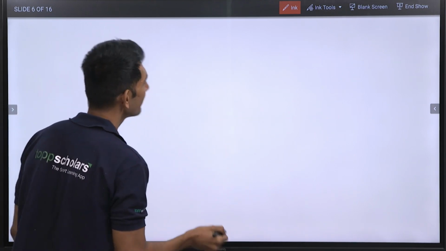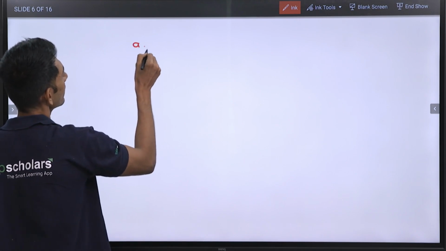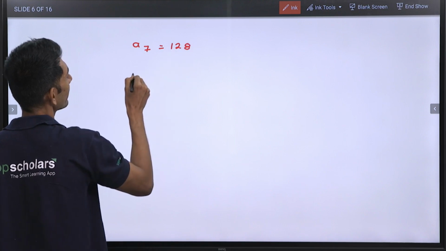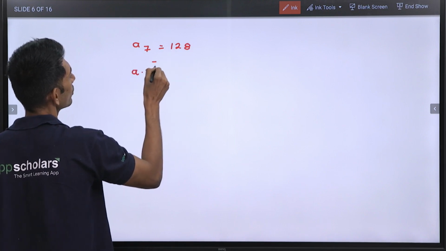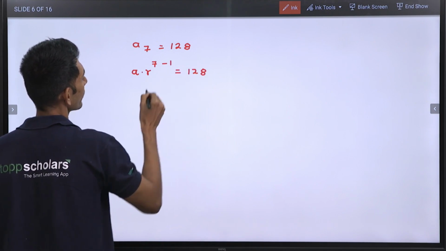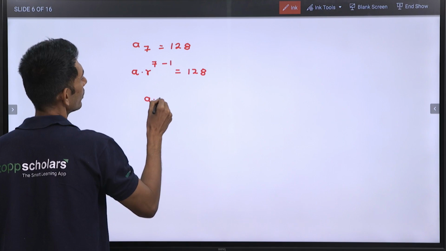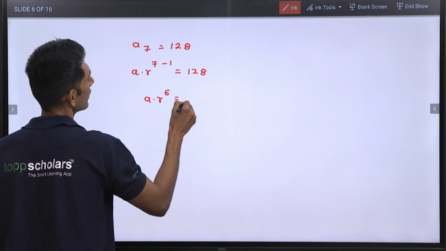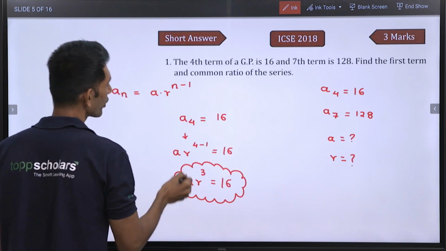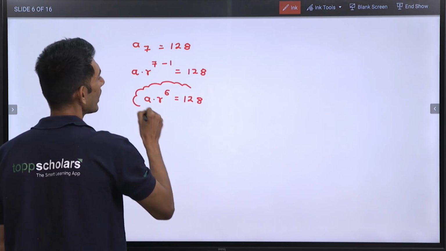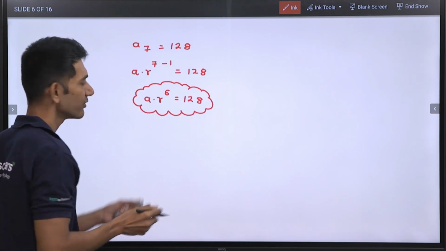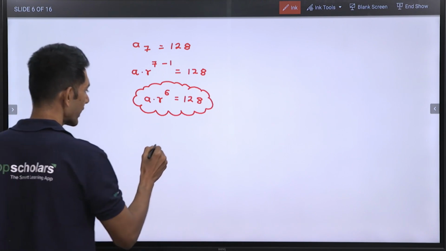Similarly, I am given A7. A7 is 128. So A into R raised to 7 minus 1 is 128. So A into R raised to 6 is 128. Correct? So A into R cube is 16, and A into R raised to 6 is 128. Now I have highlighted these two equations. Can I divide both of them? Let us see what we get.